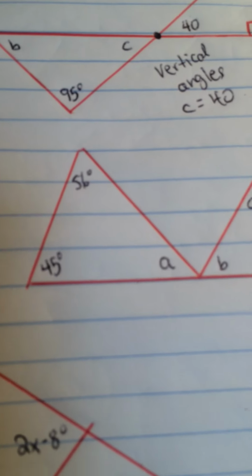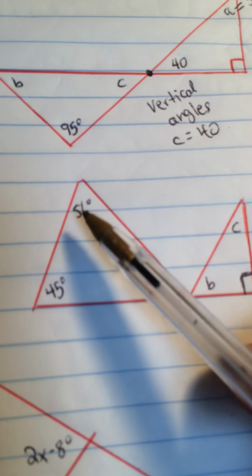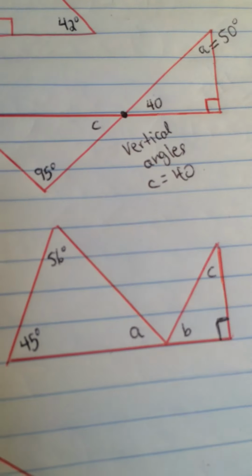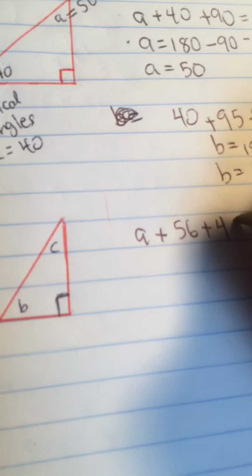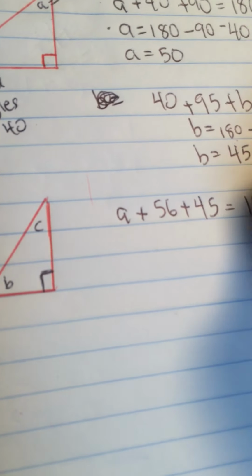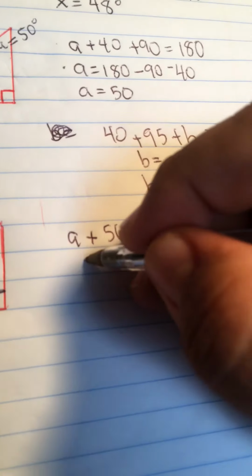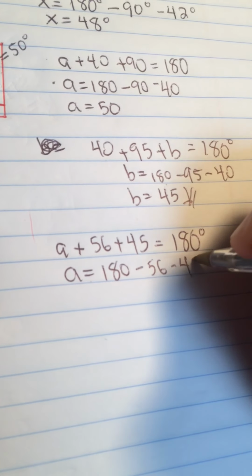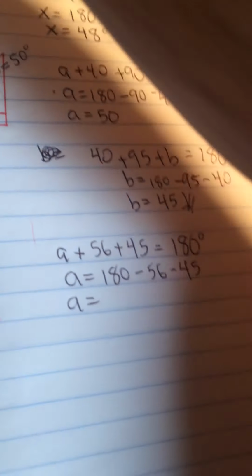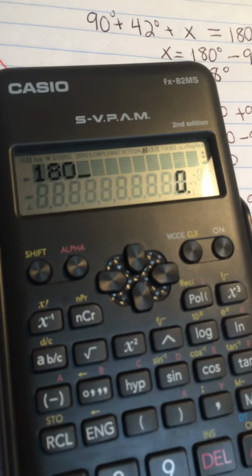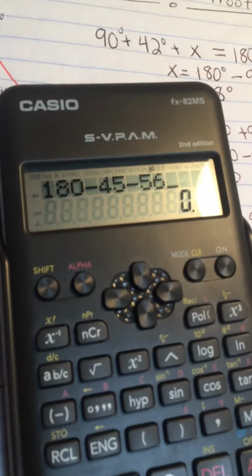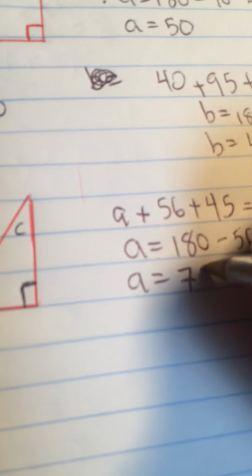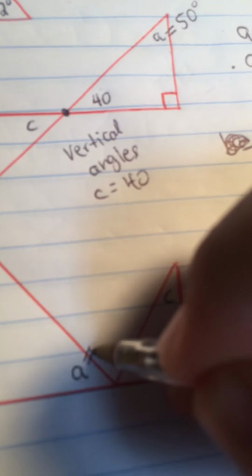Okay, same thing here. We have 45, we have 56, and we have angle A. So that means that A plus 56 plus 45 is equal to 180. Then we just start to simplify. 180 minus 56 minus 45, and that's going to be the measurement of angle A. Let's bring it here. 180 minus 45 minus 56, 79. So we have 79 degrees.